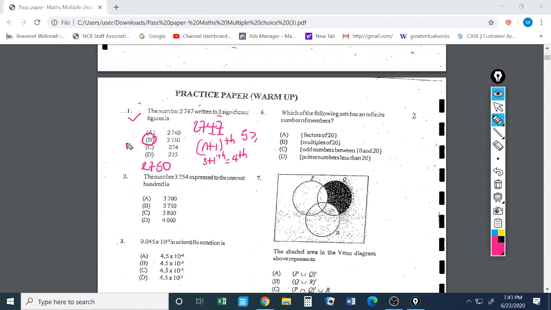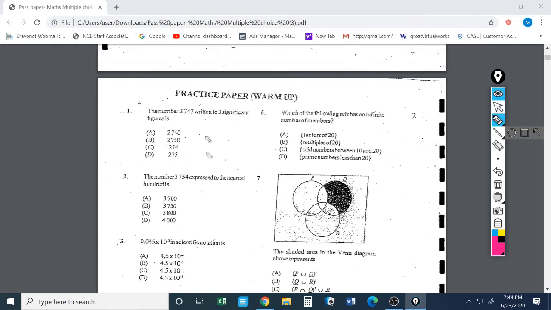Cool. So that one is really easy, guys. Just remember, it depends on how many significant figures you need. In this case, we only need 3, which is the 2, 7, and the 5. This 0 just acts as a placeholder. So the answer for this one is B. All right, let's move on to the next one.